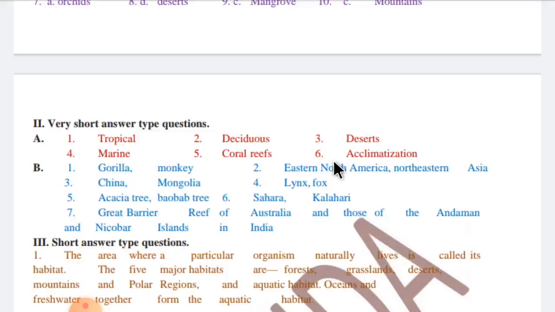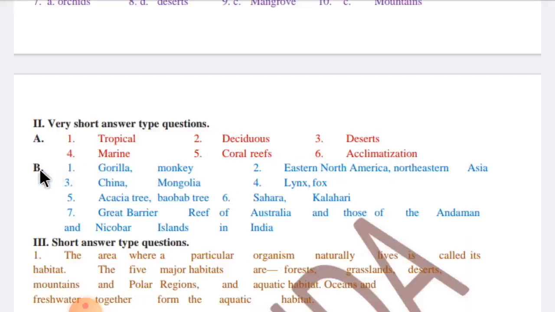Last one: certain changes that occur in an organism over a short period of time which help it to adjust to the changes in its surroundings are called acclimatization. That is called acclimatization.